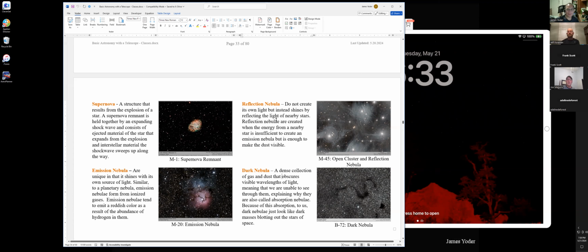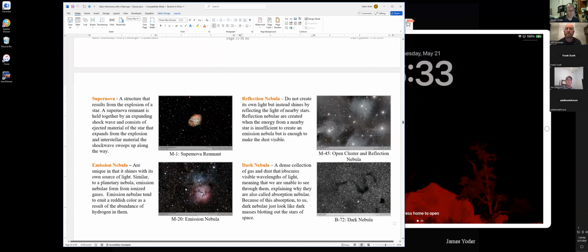Then there are reflection nebulas. These are nebulas where stars are being formed, and the stars being born in here are not quite hot enough to make the gas glow, but you can see reflection off of the dust and stuff. So that's why it's called reflection. The Pleiades is a perfect example of that.